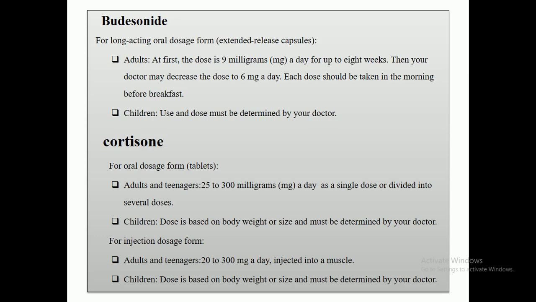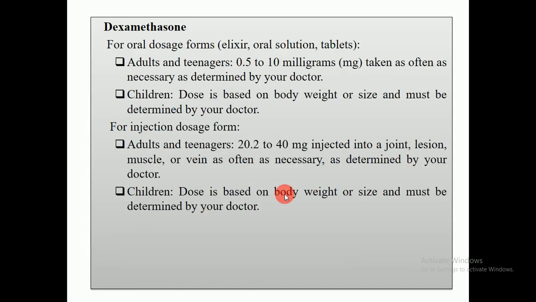As well as there are other drugs which are available, for example Canacort. They are also available in the form of injection, while some of them can be given to the patients topically, like dexamethasone. Dexamethasone is also available in topical form, in cream form, in lotion form. For children, the dose is based on the body weight or size and must be determined by the practitioners.